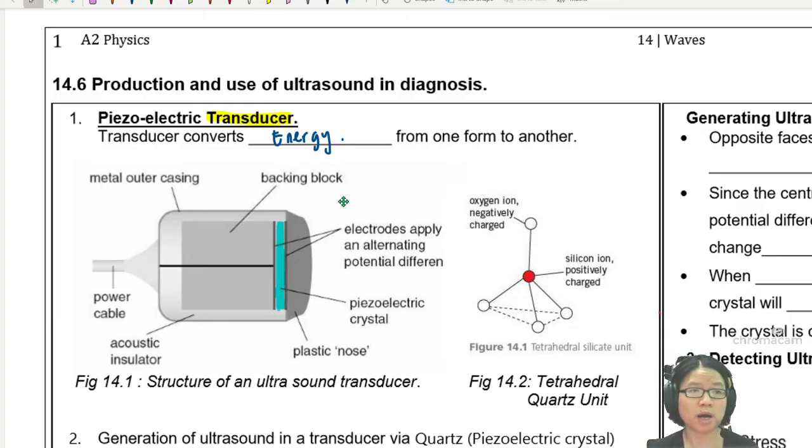First, we need to talk about how to produce ultrasound. And we produce ultrasound by using this device called a piezoelectric transducer, which is the ultrasound one that is often placed on the surface of the skin, okay, to look into the human body structure. And a transducer is a device that converts energy from one form to another form.